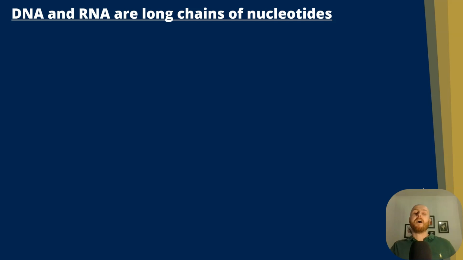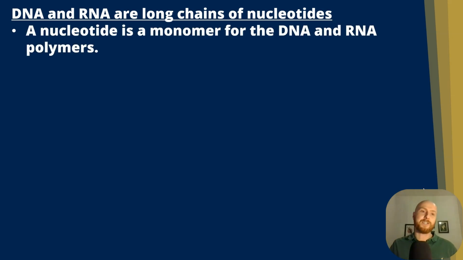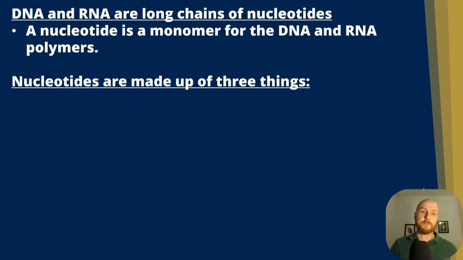DNA and RNA are basically long chains of nucleotides. DNA and RNA are the polymers, and the nucleotides are the monomers, which is fascinating. Now, a nucleotide is a monomer for the DNA and RNA polymers, as I've just mentioned. And nucleotides are made up of 3 things.